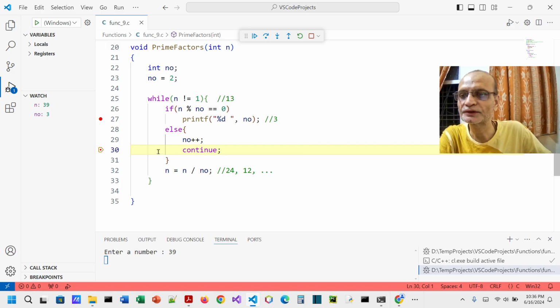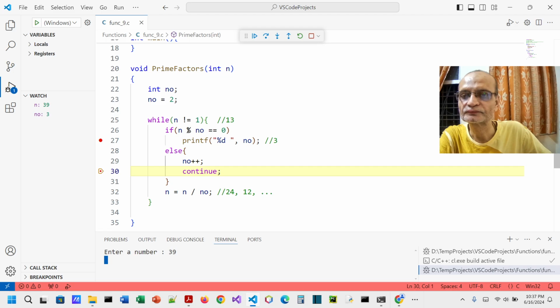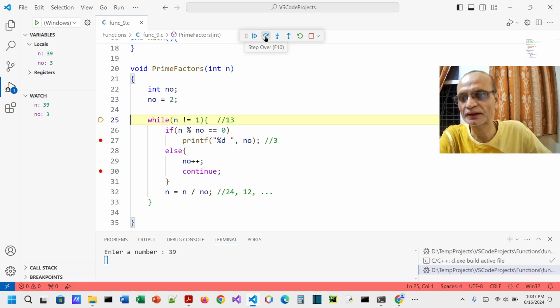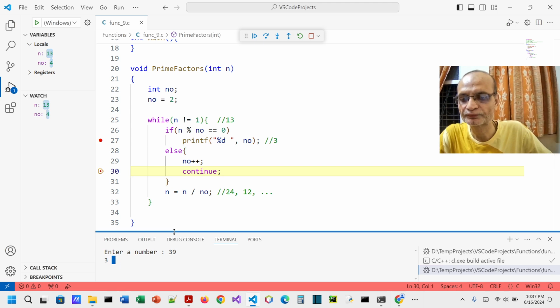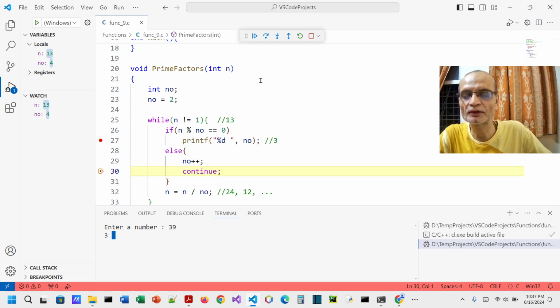Yes. So here you will see this. It has gone into this. Enter number 39. So let's continue. Okay, so here you will see this 3. N is still 39, and now it is 13. NO is 3, because it incremented. 2 it didn't work, that's what I told you. So now 3. So here it is printing 3. So that's why you see the 3 getting printed at the bottom. So that is what I wanted to show you. So 3 got printed.